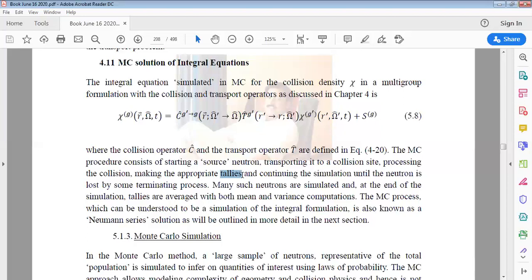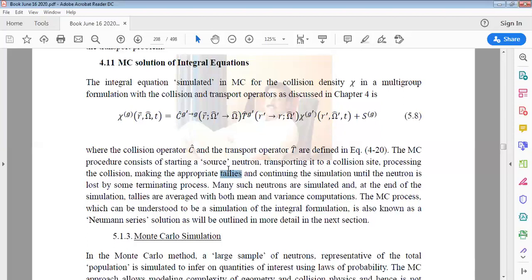Because if you know how many per centimeter square per second there are of anything, then you can multiply it by some macroscopic cross-section and get some reaction of interest, such as the number of fissions, the number of scatterings, the number of tritium atoms being bred, or the number of plutonium-239 atoms being bred in the breeder of a fast reactor. So everything depends on the flux.